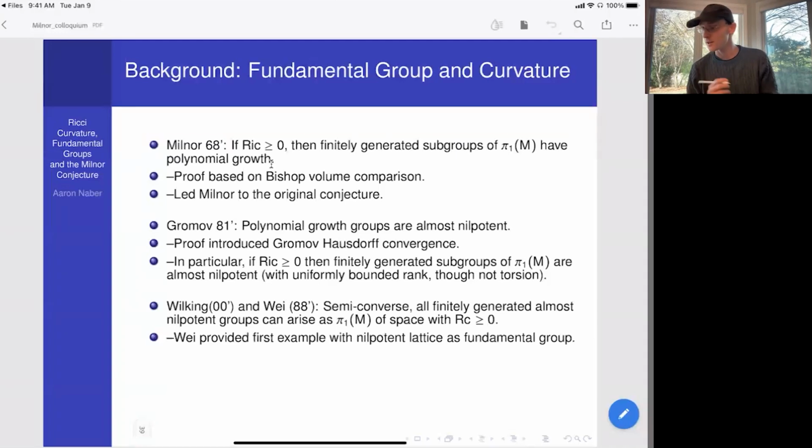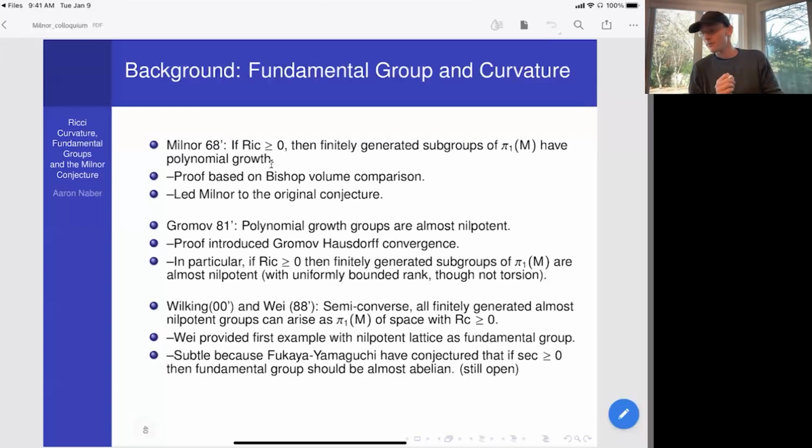And what she did was provide the first example of a space with non-negative Ricci curvature that had a nilpotent lattice as fundamental group. And there's a subtlety here that's really worth pointing out, because there is a conjecture by Fukaya and Yamaguchi that basically says this can't happen under non-negative sectional curvature. If you have non-negative sectional curvature, the fundamental group should be almost abelian, right? So what Way really showed with this example was that this conjecture has to be false in the non-negative Ricci case, as phrased anyway. Now that conjecture, by the way, is still open.